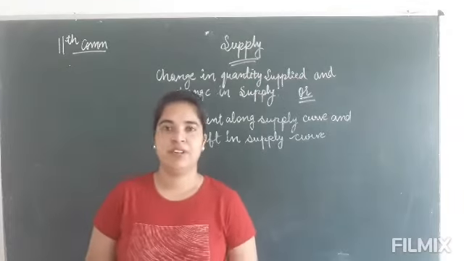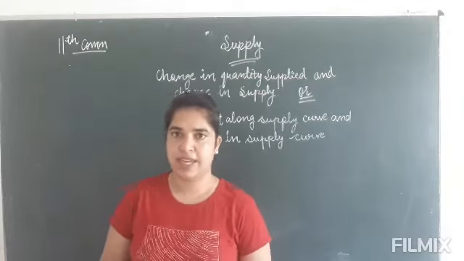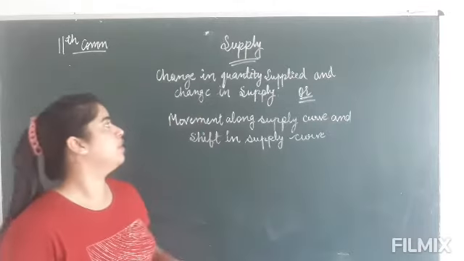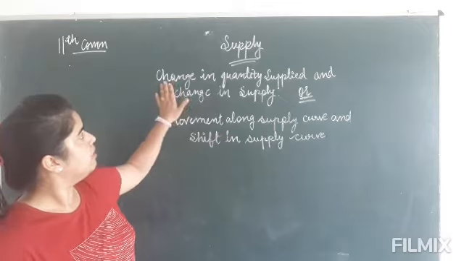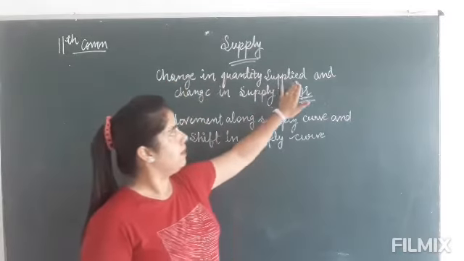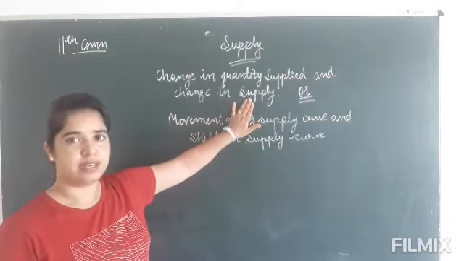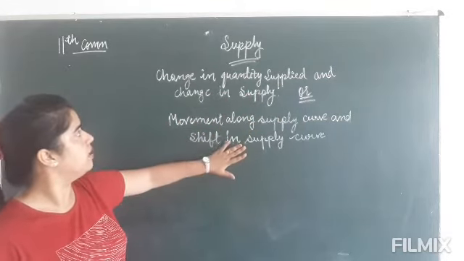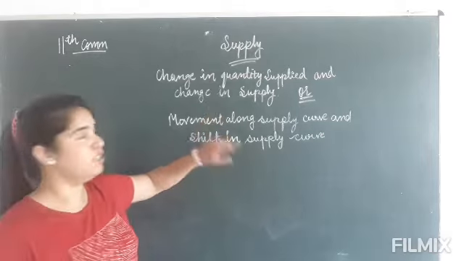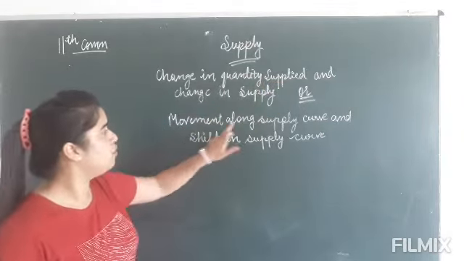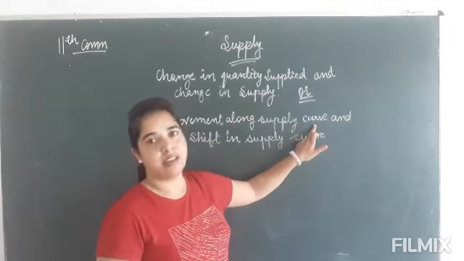Everybody. We were doing the concept of supply, and under supply we did the law of supply also. But today we are going to do the further topics, that is change in quantity supplied and change in supply. As you can see on the board, I have written another name. It means that change in quantity supplied can also be called movement along the supply curve.